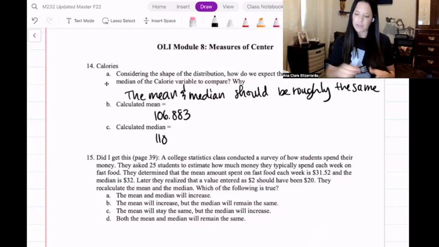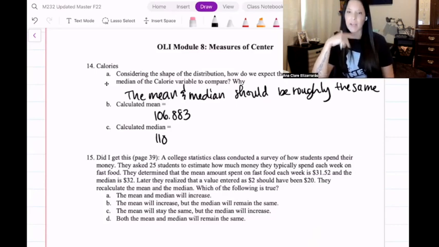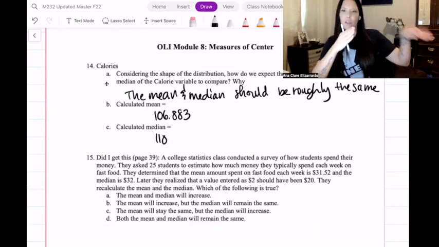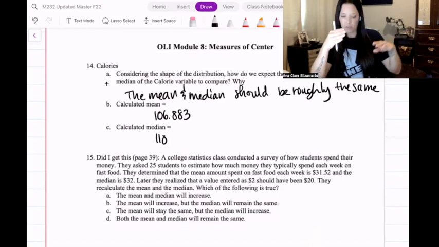A college statistics class conducted a survey of how students spend their money, and they asked 25 students to estimate how much money they typically spend each week on fast food. They determined the mean was $31.52, and the median was $32. Later, they realized that a value entered as 2 should have been 20. They recalculate the mean and the median. Which of the following is true? So they had a low value that they feel should have been in the middle for the average. They're still both below. 2 and 20 are both below what the average is.